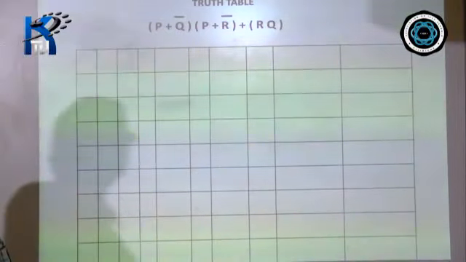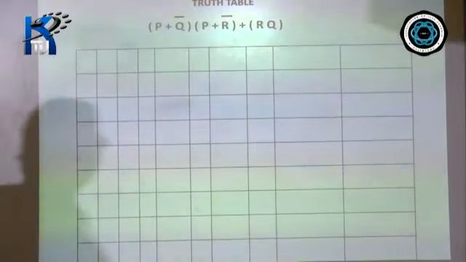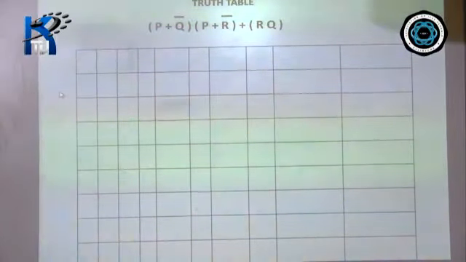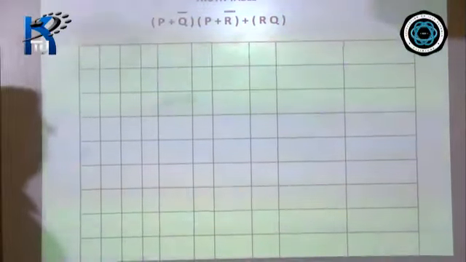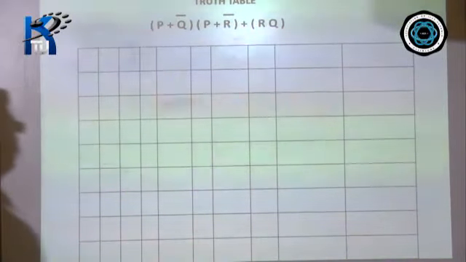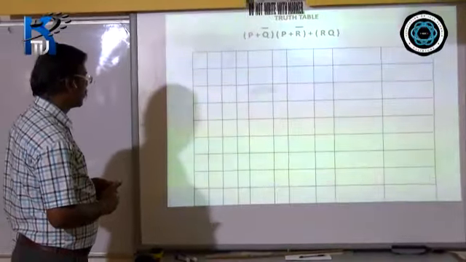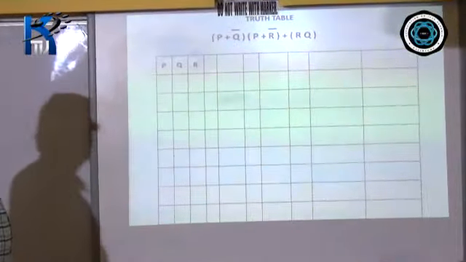So let's do this. I've created the table already. There will be around 10 columns. Also remember that looking at this expression, we can make out that there are three different literals: P, Q, and R. Remember the formula 2 to the power n, where n is the number of literals. Here we have three literals, so 2 to the power 3 is 8. That means there will be 8 different combinations. So let's write down the three literals P, Q, and R.